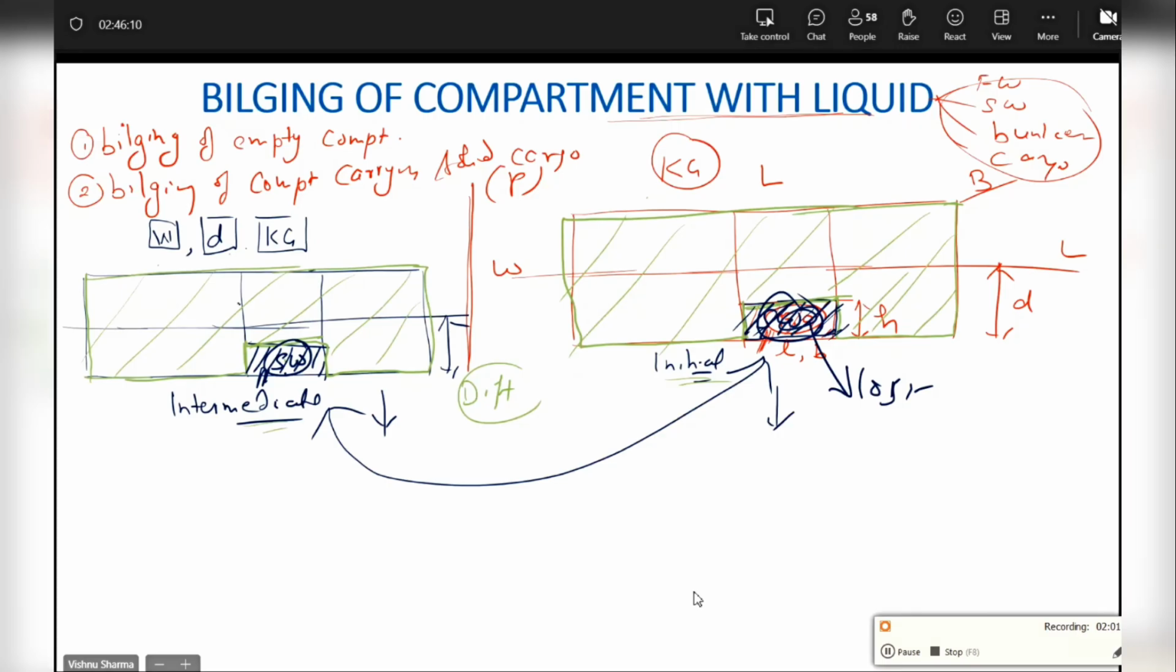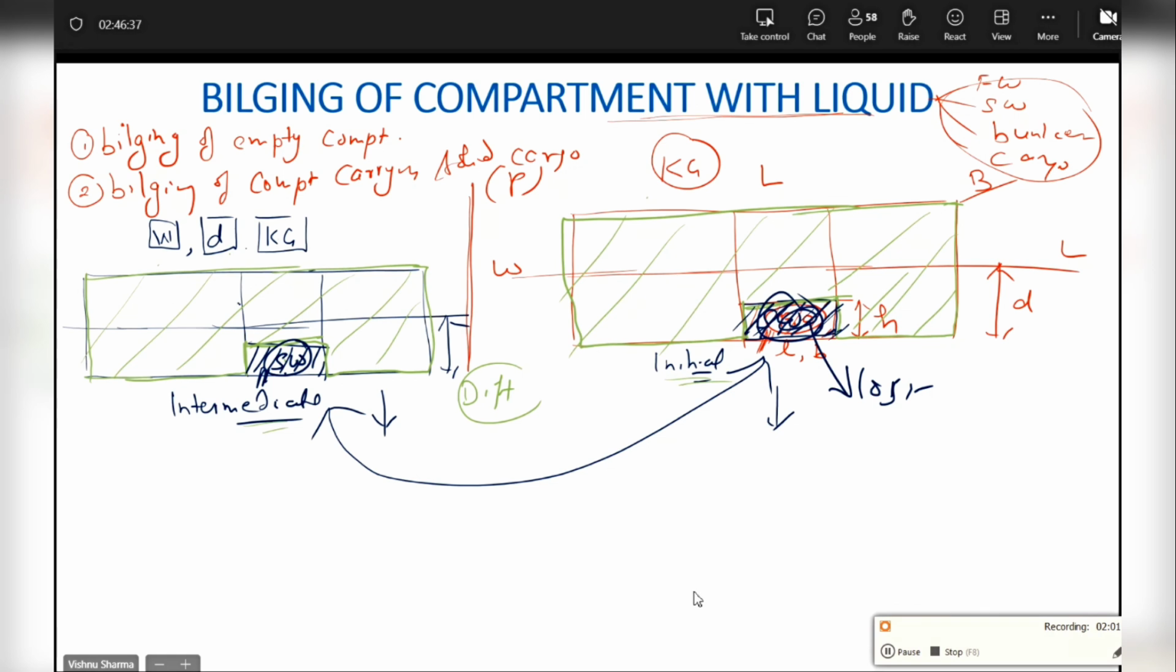Yes or no? Okay, so we were talking about the intermediate and the final. These two conditions are identical. Completely. After bilging, the initial condition of the vessel getting bilged, and the intermediate condition getting bilged, post bilging both ships come to the same condition. Identical condition. Correct? Yes, sir.